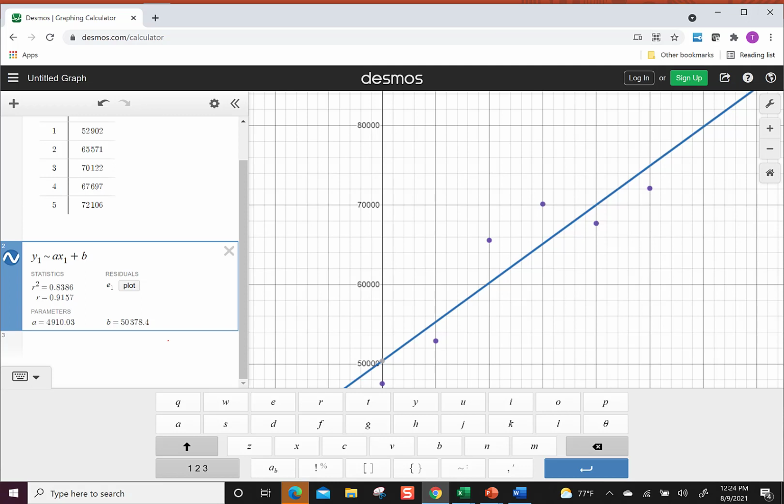Let's talk a little bit about this A. A serves as the slope of our line of best fit. What does it say? It says here's how the number of deaths are increasing from year to year. So sadly, it says the number of overdoses is increasing by a rate of 4,910 each year.